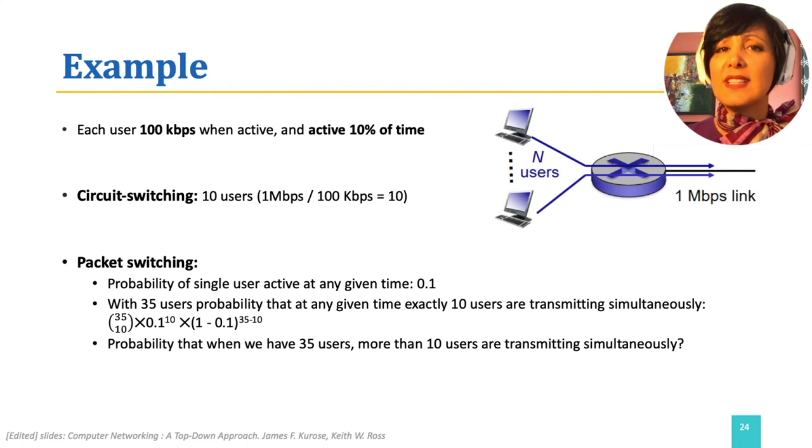What about more than 10 active users? Remember that we could not support this in circuit switching. With packet switching, however, the probability is found by summation of similarly calculated probabilities for 11, 12, 13 users and more. This probability is very small. Therefore, we can say that 35 users could be supported in this network using packet switching.